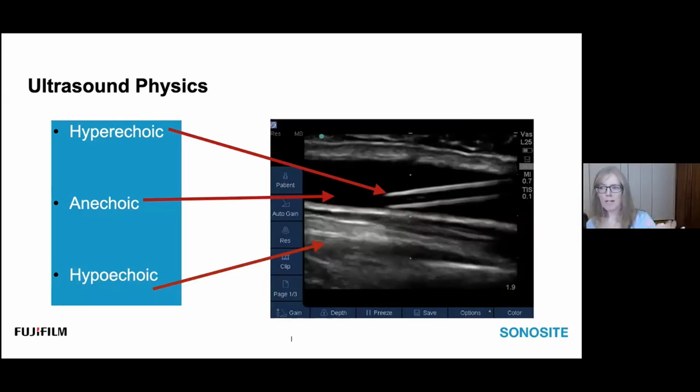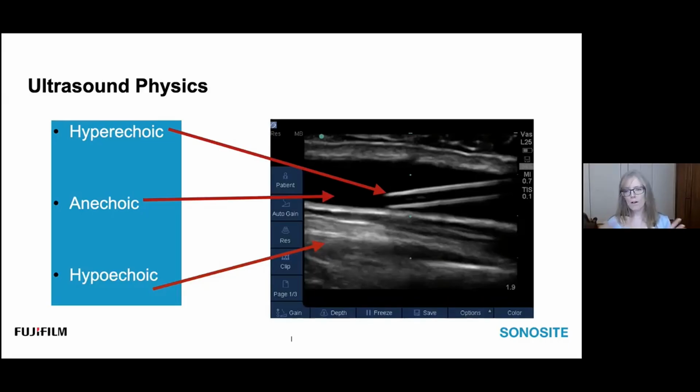There's three different words I have on the screen here: hyperechoic, anechoic, and hypoechoic. And you might see these words used regularly when you're looking at ultrasound reports. I don't use them when I am charting and reporting on my experience with cannulating accesses, but I like to understand how ultrasound works, and that's why I'm introducing it here.